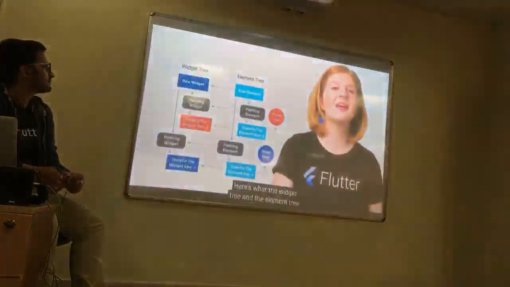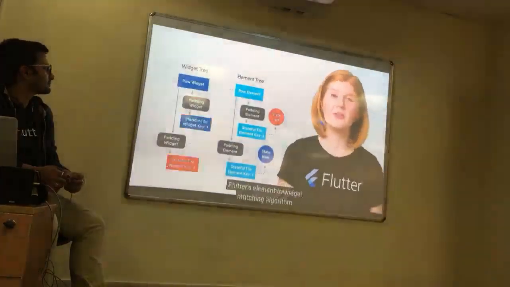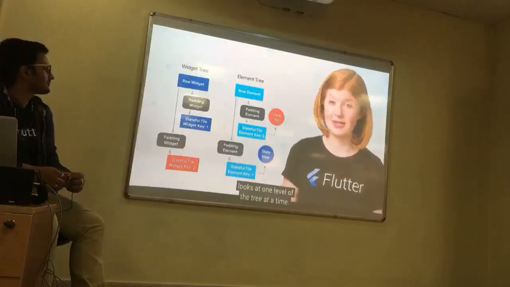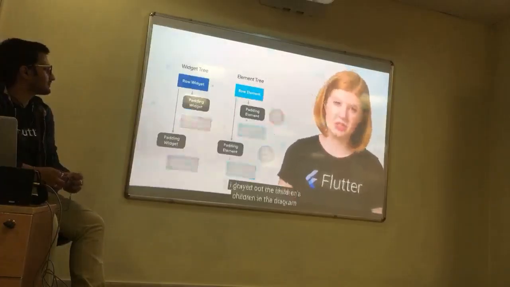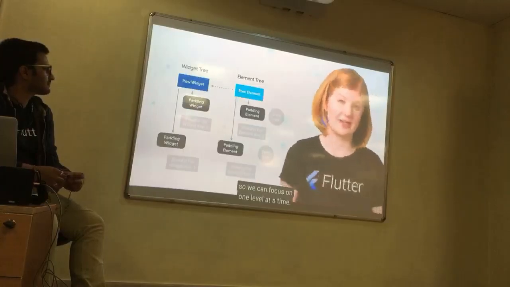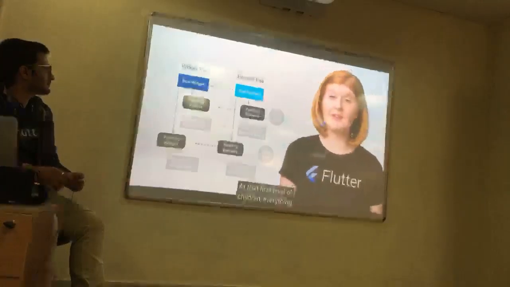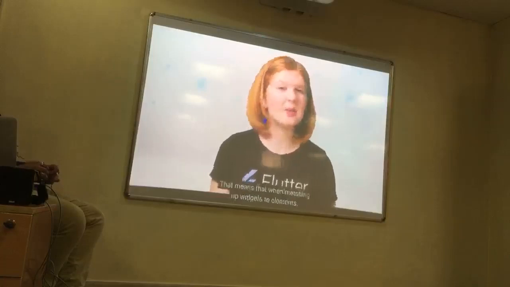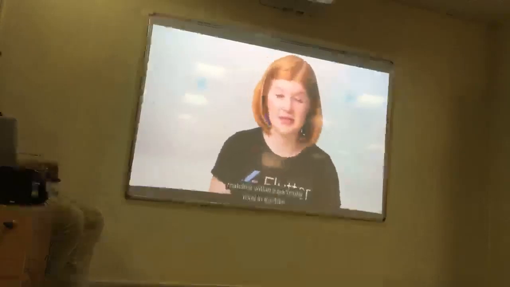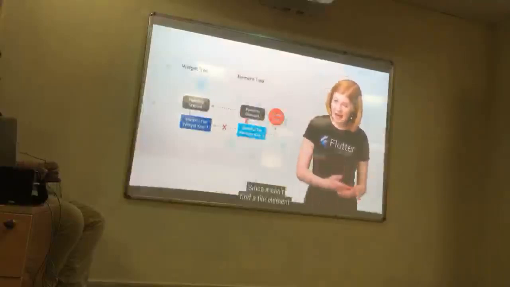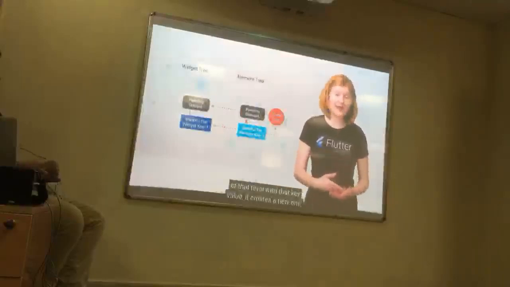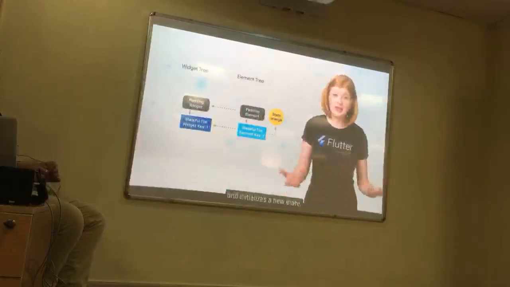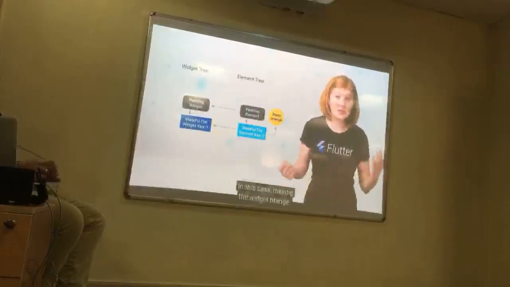What's going on? Here's what the algorithm does: it looks at one level of the tree at a time. Children's children are in the diagram, so we can focus on one level at a time. The first level of children, dropping those connections. The keys we're using in this example are local, matching up widgets to elements. Flutter only looks for matches within a particular level in the tree. Tile element, it creates a new one and initializes a new state in the widget.